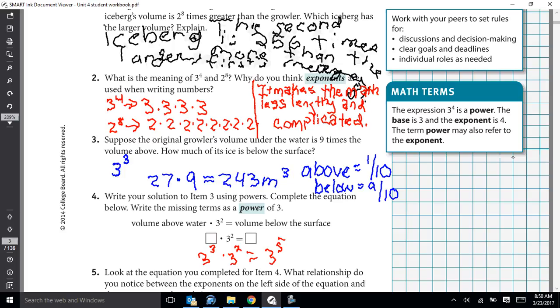So in the math terms box, they have some math terms. So we have the expression 3 to the 4th is a power. The base is 3 and the exponent is 4. The term power is also called your exponent. And those are some vocab words that are on our vocab sheet. So we want to make sure that we are familiar with those as we continue moving forward.